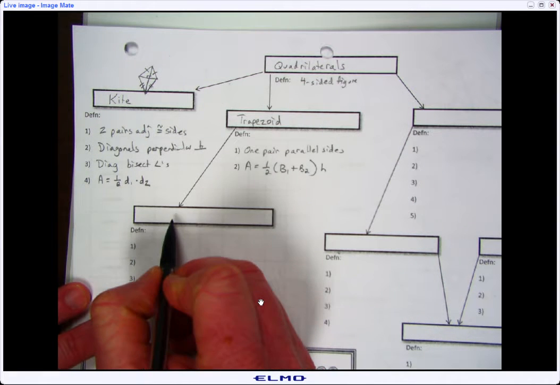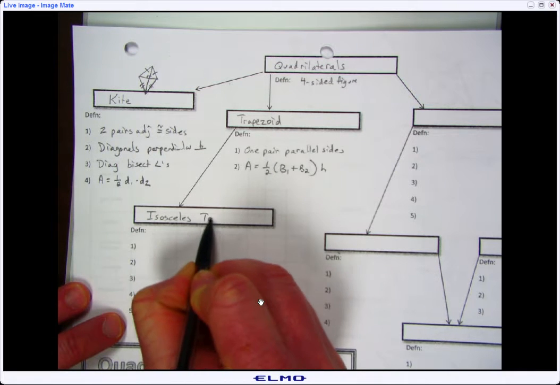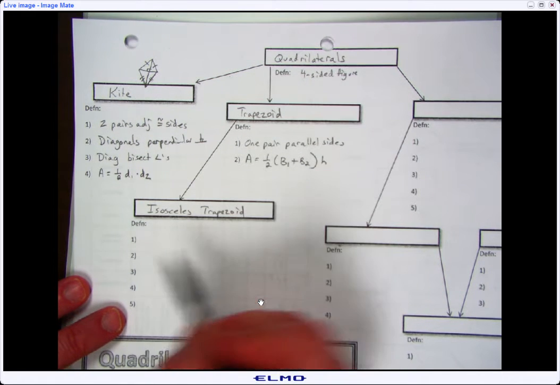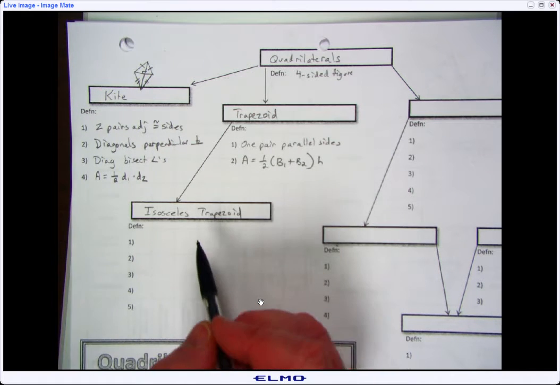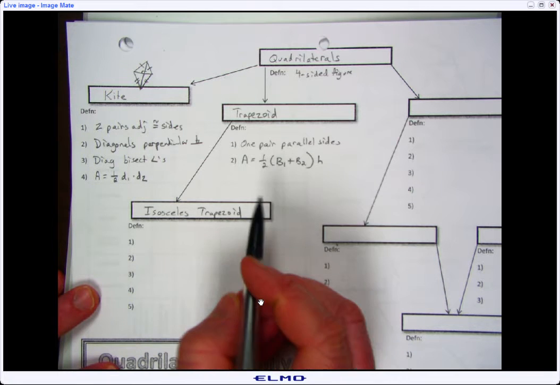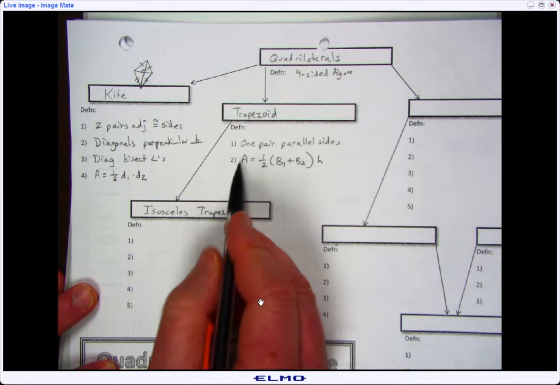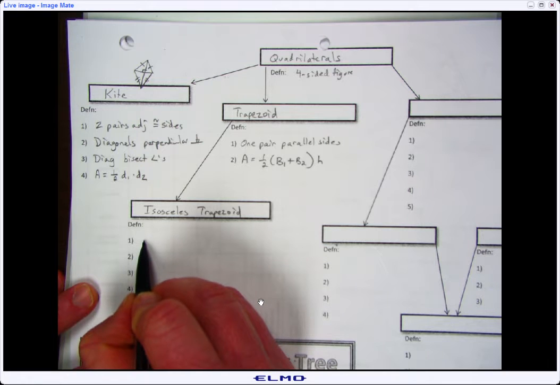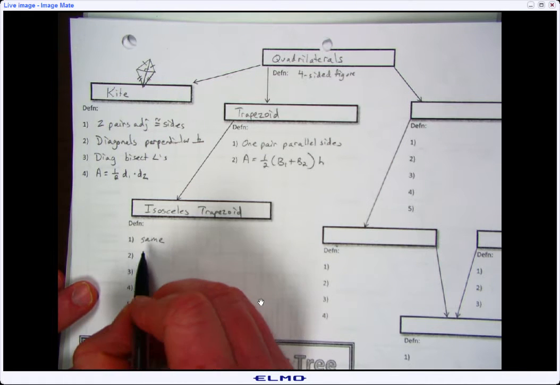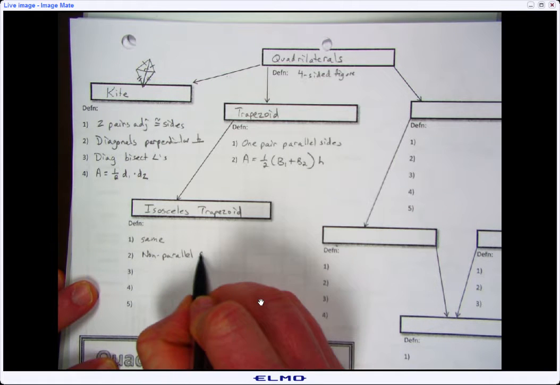So under that category of trapezoid is isosceles trapezoid. And isosceles trapezoids are trapezoids, so they have everything that a trapezoid has, plus they have congruent sides. The non-parallel sides are congruent. So you don't need to write number 1 again. It's the same, because we're in the same family. And then the non-parallel sides congruent.